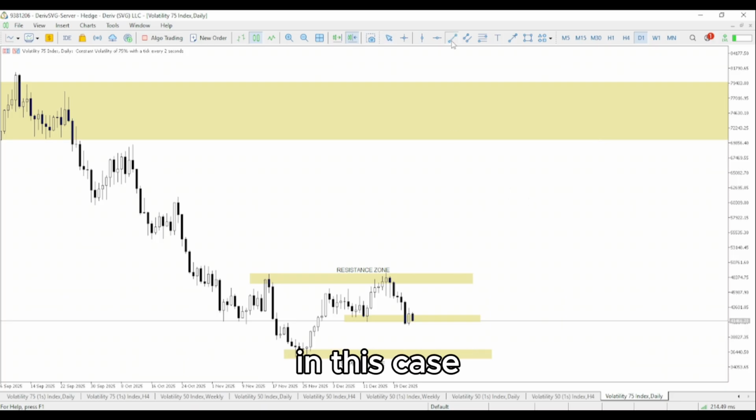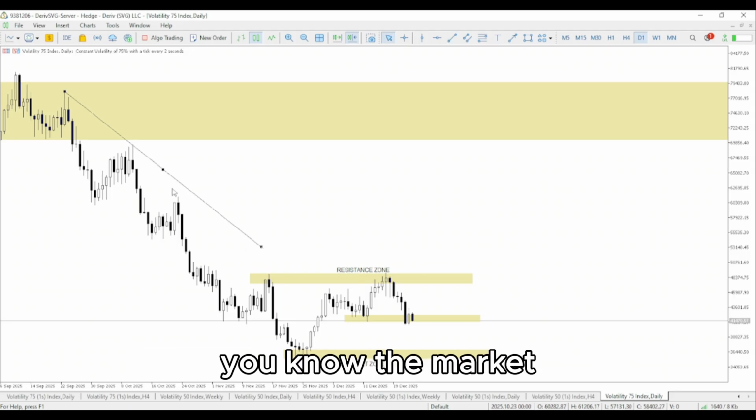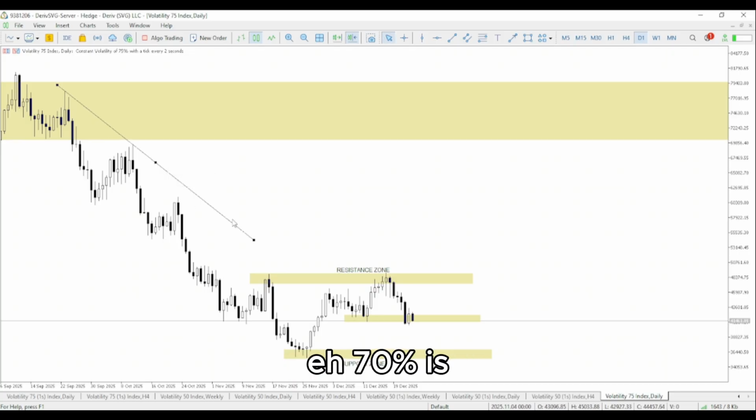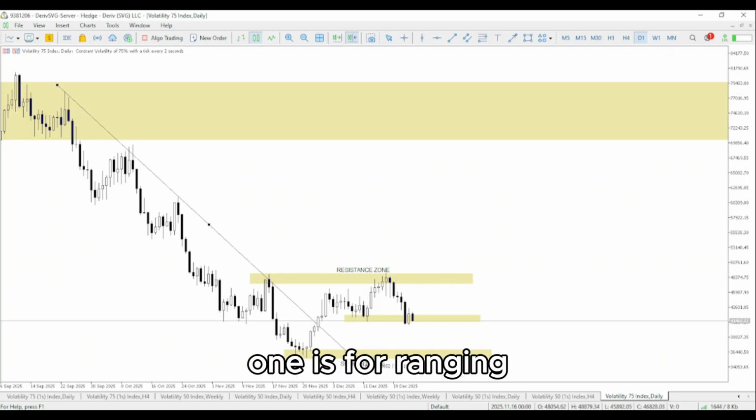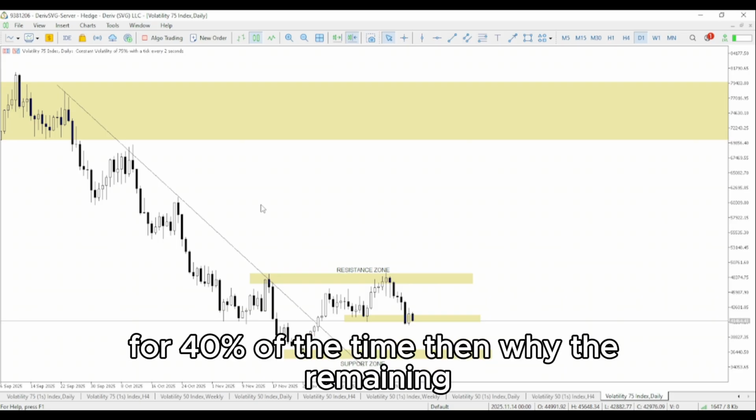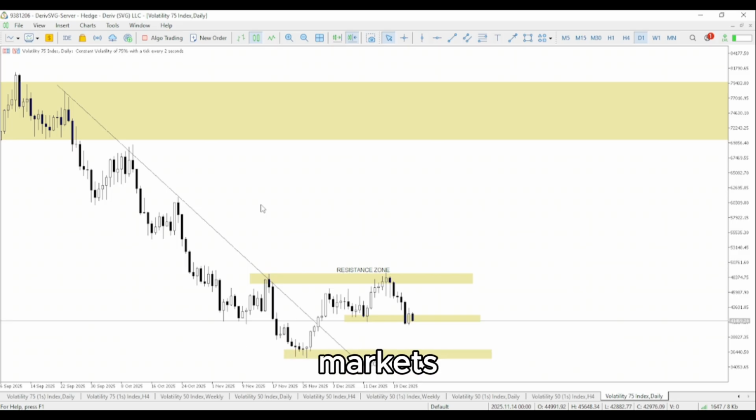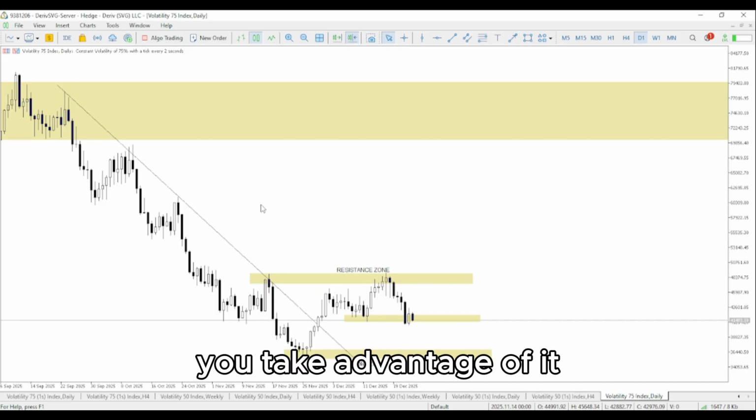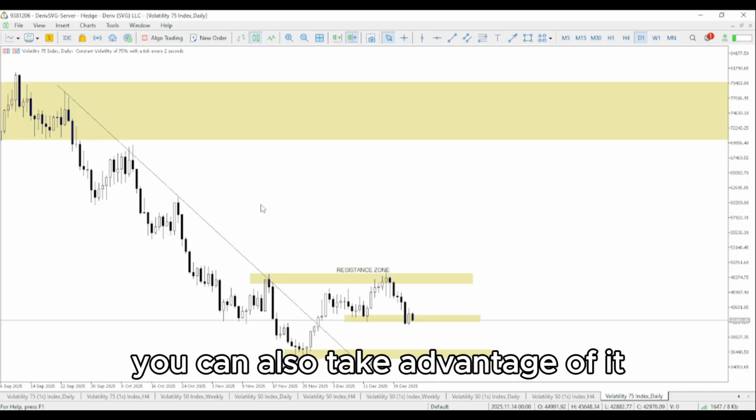You understand? In this case we can't use a trend line, although it's not every time you use a trend line, because the market trends 30% of the time, and the remaining 70% is divided into 2. One is for ranging and one is for choppy. So the market will trend for 30% of the time, range for 40% of the time, and the remaining 30% will be choppy markets, which are markets that we don't trade. We stay away from a choppy market. But if you see a trending market, you take advantage of it. If you see a ranging market, you can also take advantage of it.